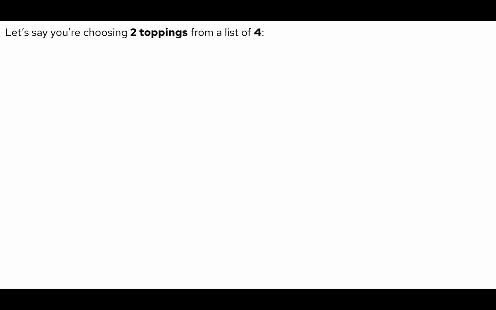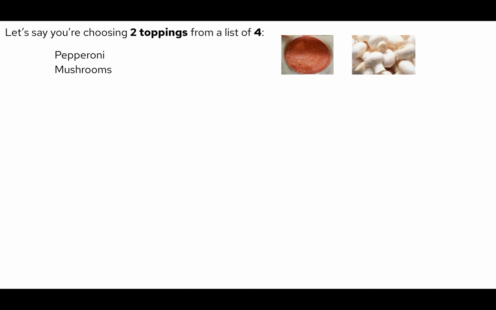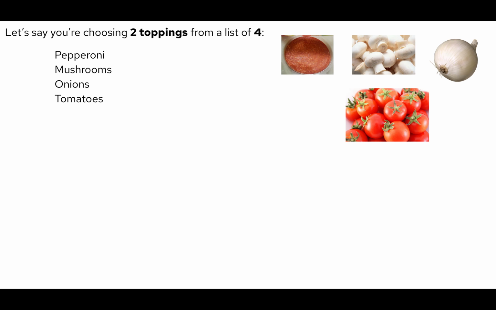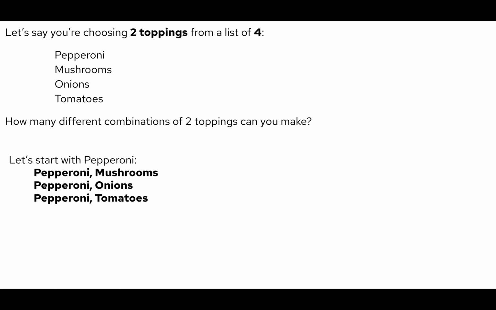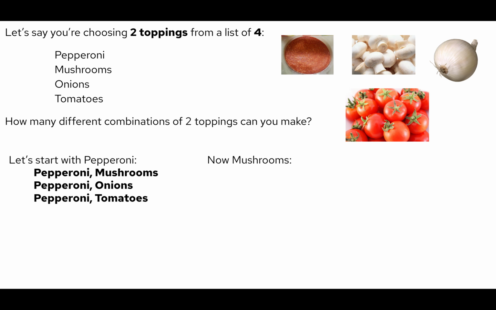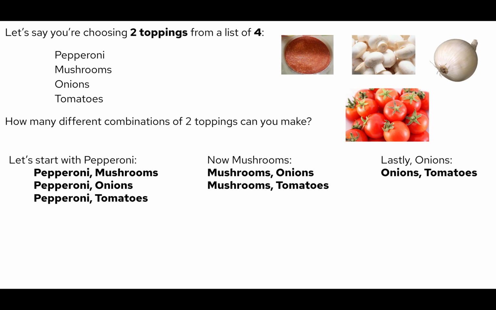So let's say you're choosing your two toppings from a list of four. Again, you have pepperoni, mushrooms, onions, or tomatoes. How many different combinations of two toppings can you make? So, how many different kinds of pizzas can we have? Well, let's start with the pepperoni. We could have a pizza with pepperoni and mushrooms, pepperoni and onions, pepperoni and tomatoes. Then we could have mushrooms and onions. Now, I'm not going to say mushrooms and pepperoni because I already used that one. Mushrooms and tomatoes. And lastly, I could have one with just onions and tomatoes. So it looks like I have six different combinations, or six different types of pizzas.